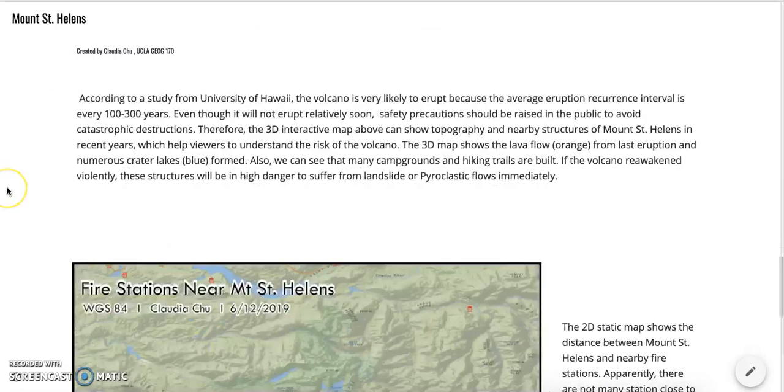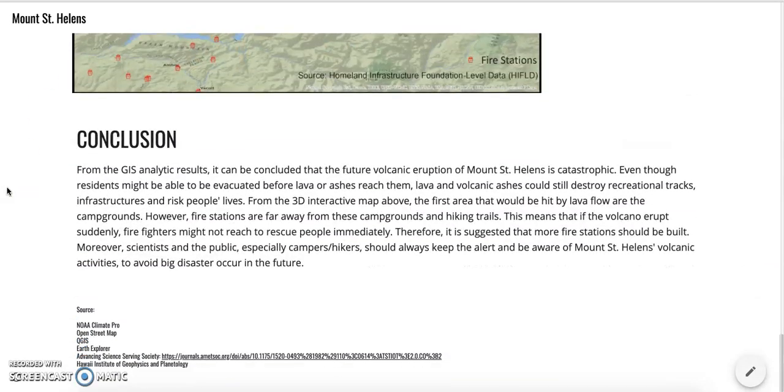So I think it is important to raise public awareness of Mount St. Helens volcanic activities, especially for campers and hikers. I think they should always stay alert to avoid a bigger disaster in the future.